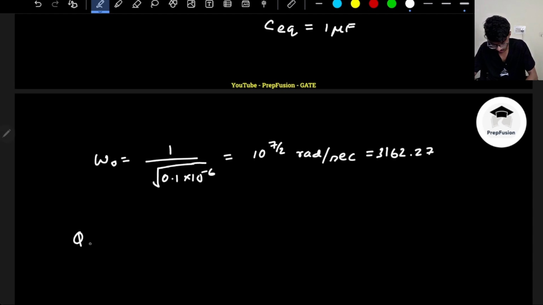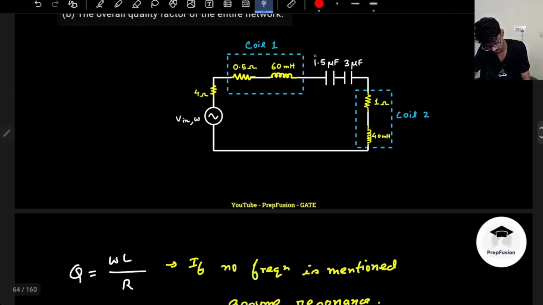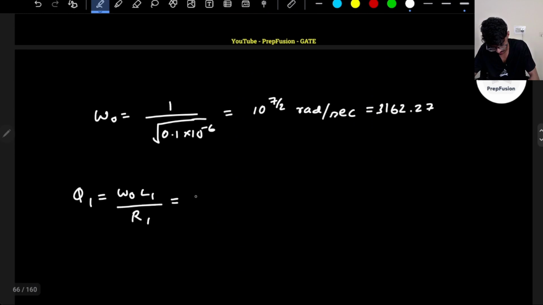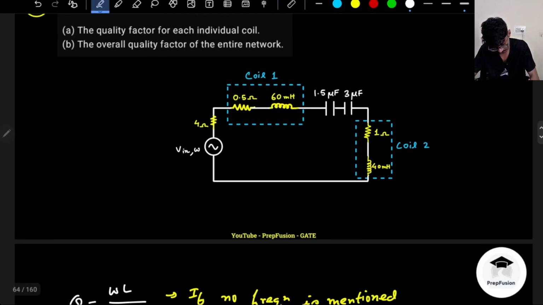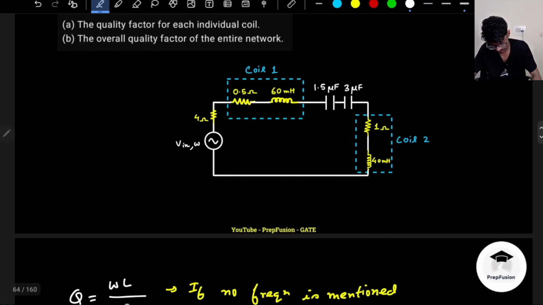So what will be my quality factor? Q1 will be omega naught into L1 divided by R1. This is coil 1. So omega naught is 3162.27 into L1. L1 is 60 millihenry, into 10 raised to power minus 3, divided by R1. R1 is 0.5.